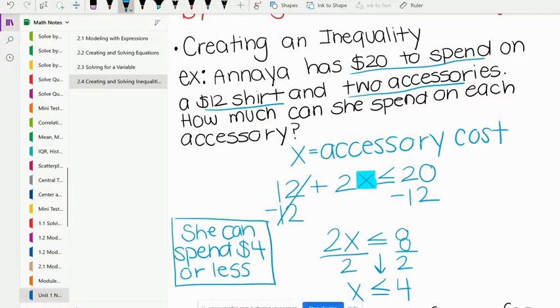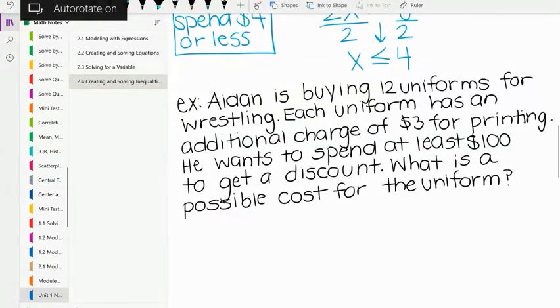Okay, moving on. So moving on, we're going to look at another word problem. So this time we have Aiden is buying 12 uniforms, so we know that's important, for wrestling. Each uniform has an additional charge of $3 for printing.